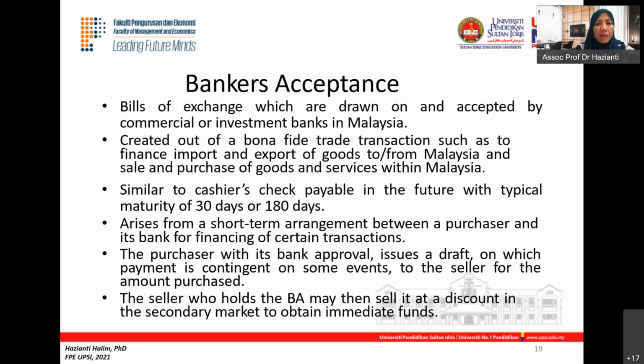Alright, next one is banker's acceptance. Banker's acceptance is a bill of exchange for traders for business, drawn on and accepted by a commercial bank in Malaysia. It is for import and export of goods to or from Malaysia, and sales and purchase of goods and services within Malaysia. It is like a cheque payable, but with a maturity of 30 days or 180 days.